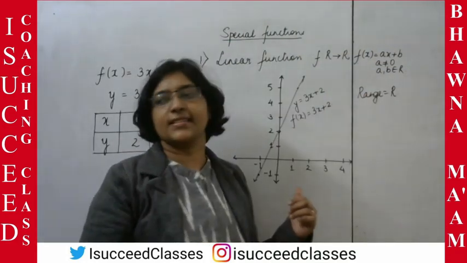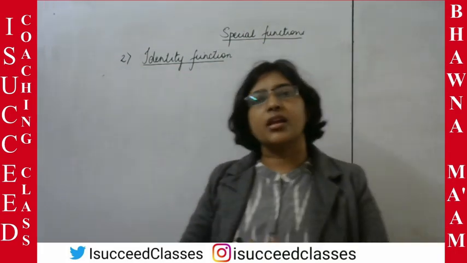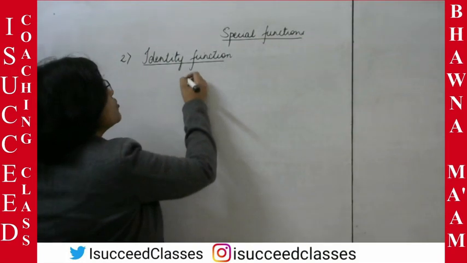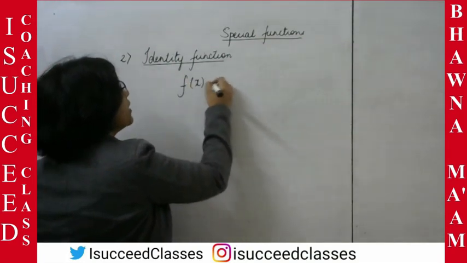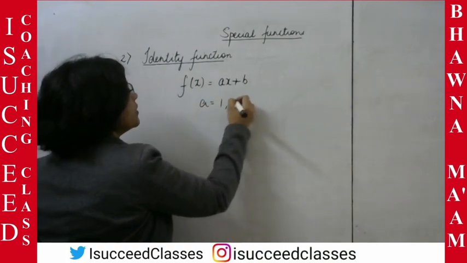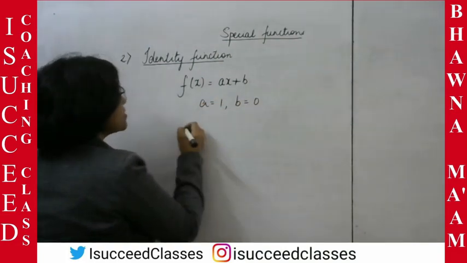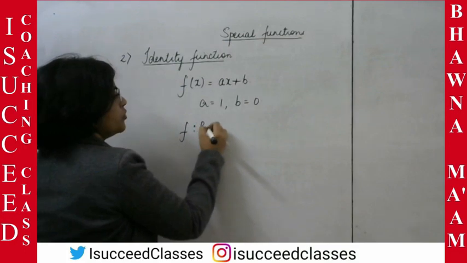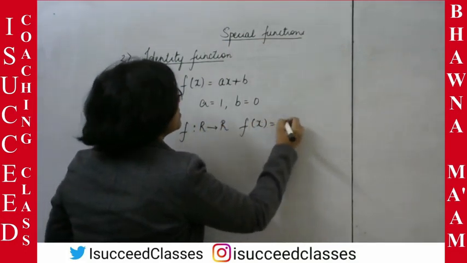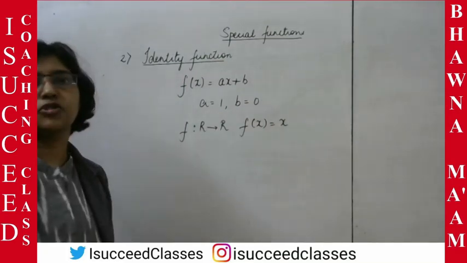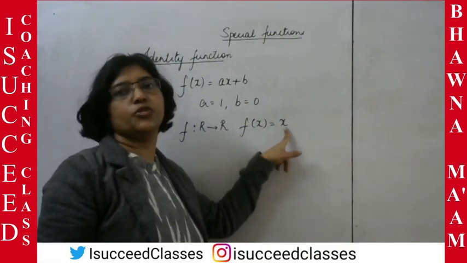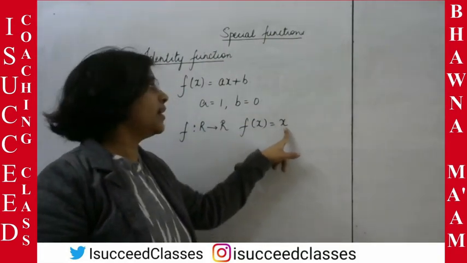Now let's go to the next one. The identity function is a type of linear function. Earlier we had taken ax plus b. Now our a value is 1 and b value is 0. We know the domain and codomain are real numbers. So f of x is equal to x. Why is it called the identity function? Because the preimage and the image are both the same.